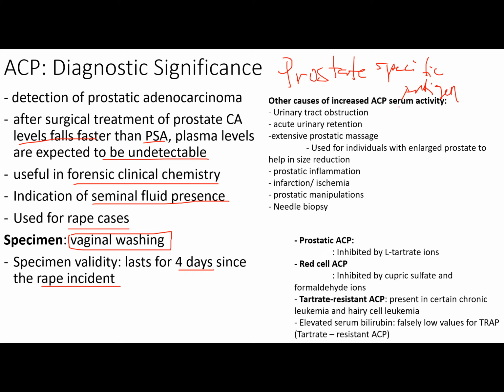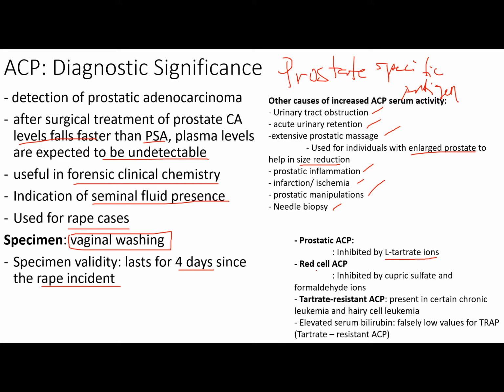Other causes of increased ACP activity would include urinary tract obstruction, acute urinary retention, extensive prostatic massage. Usually, this massage is done for those with enlarged prostate to help in size reduction. Prostatic inflammation, infarction or ischemia, prostatic manipulations, and needle biopsy. Then we have your prostatic ACP. Prostatic ACP is inhibited by L-tartrate ions.